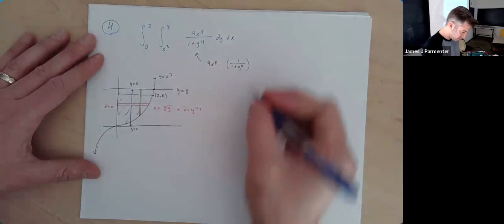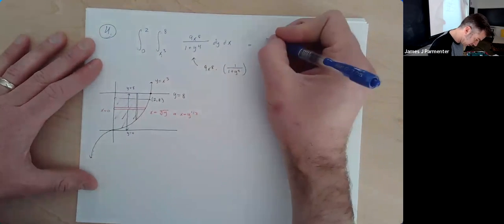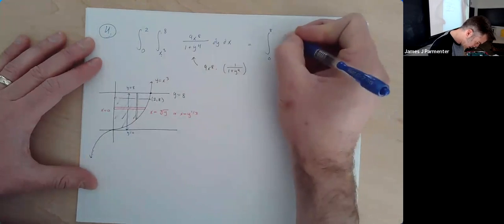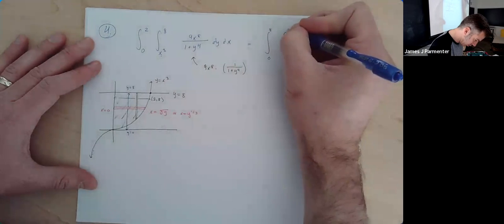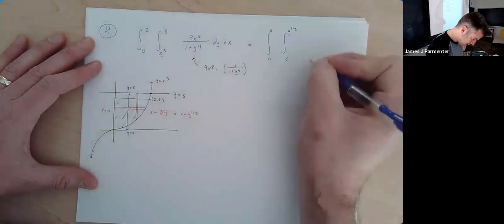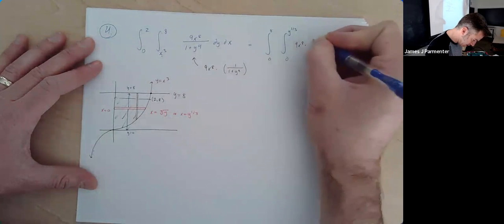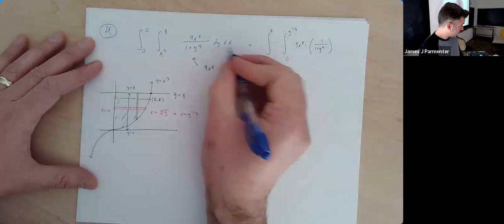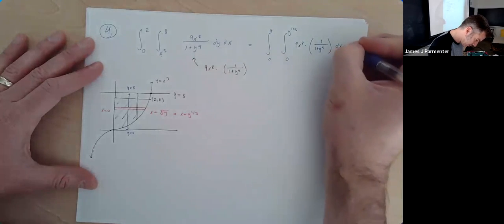So my new double integral with the order reversed is going to be the integral from, so y is going from 0 to 8, and x is going from 0 to the cube root of y, or y to the 1/3. And now I'm still going to have 9x to the 8th times 1 over 1 plus y to the 4th. But these have switched order, right? That's the whole point. Instead of dy dx, now it's dx dy.